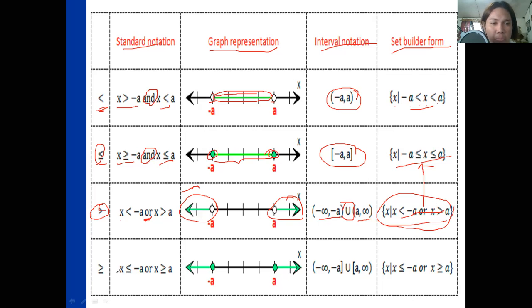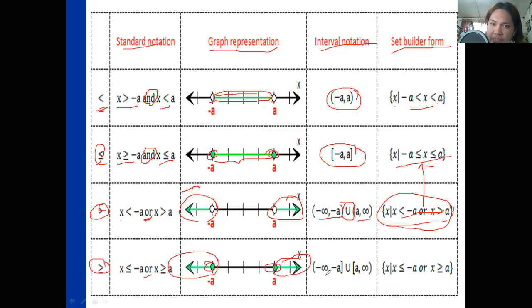And another, greater than or equal to, we can have x is less than or equal to negative a. Again, we use the same preposition or, and x is greater than or equal to a. So as you can see, there is no intersection, but this time a and negative a are included. That's why we have the shaded part, or shaded circle.